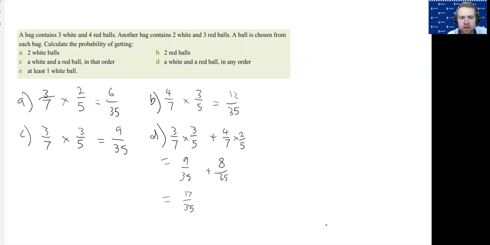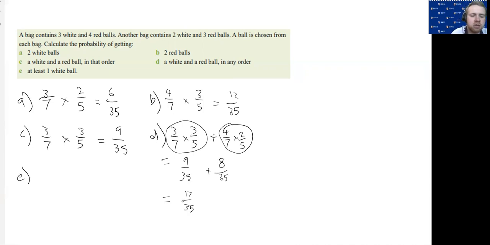Okay, so just to explain that again, we need to account for all of the different ways that you can get the outcome of a white and a red ball in any order. So we could get a white ball and then a red ball, and that's what this probability shows. But we can also get a red ball and then a white ball, which is what this probability shows. And so we add those two together to get our final probability.